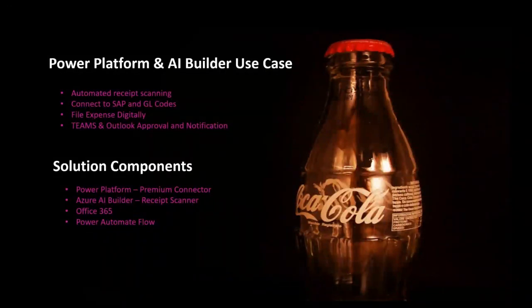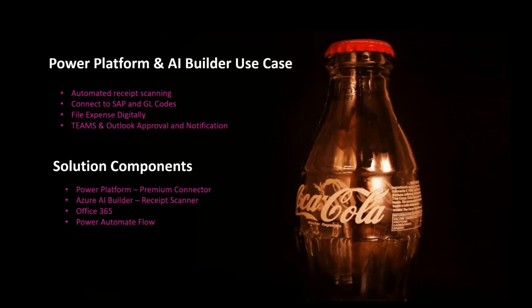User can use Power Platform capabilities along with Azure AI Builder to automatically scan a receipt and punch an expense report digitally. It saves a lot of time, manual entry, and also reduces the error. Besides filing an expense report, the user has the capability to send that report into their SAP systems or any other backend systems for financial transactions if you're using Power Platform Premium Connector.